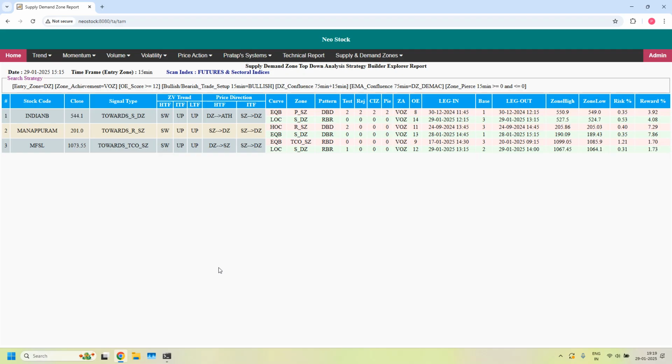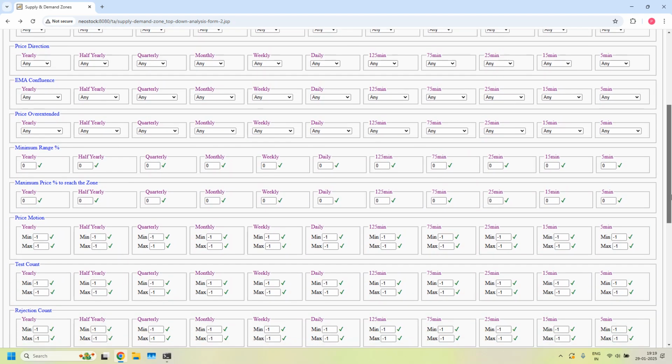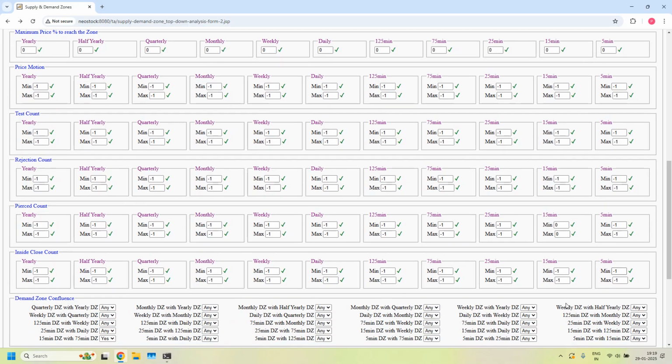Next, we will look for LTF, ITF and HTF demand zone confluence supported stocks. So I am removing the ITF specific filter. So in the demand zone confluence, we should set 3 filters. First filter is already enabled, that is LTF, ITF specific from the previous report. This is the one we already set.